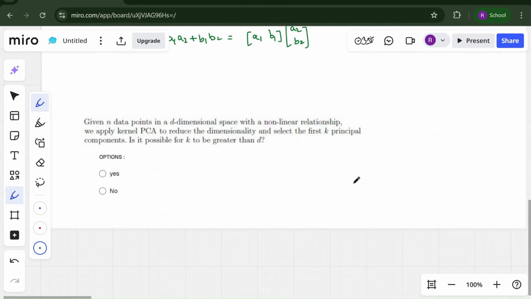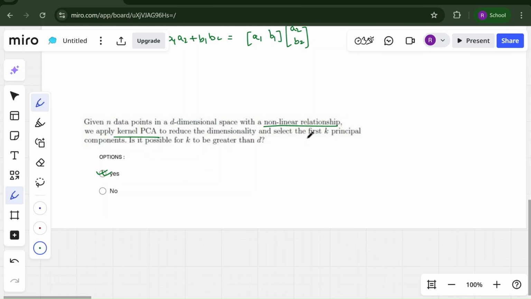Okay. So now the question says, given n data points in a d-dimensional space with non-linear relationship, we apply kernel PCA to reduce the dimensionality and select the first k principal components. Is it possible for k to be greater than d? Since this is non-linear, and we have to capture non-linear relationship and we apply kernel PCA, it is possible. If it were PCA, then it is not possible.